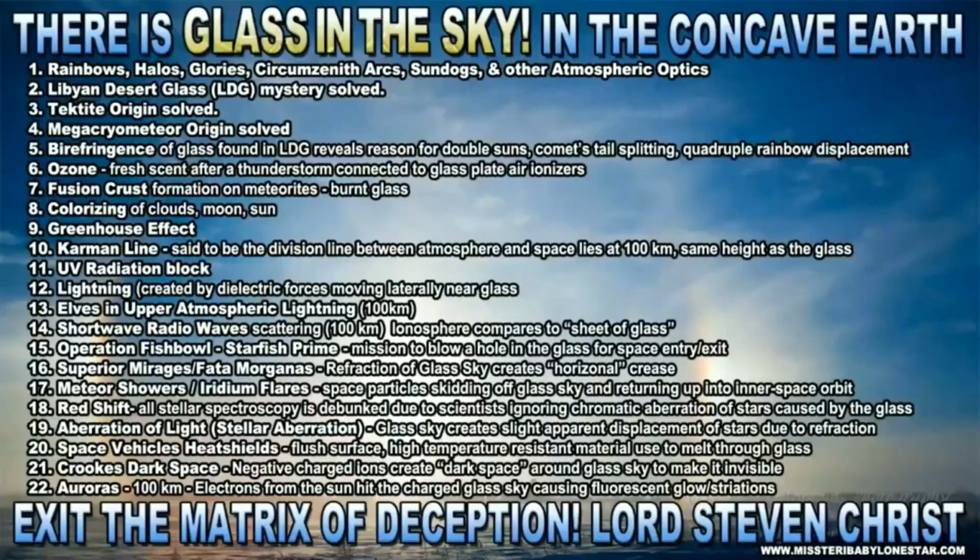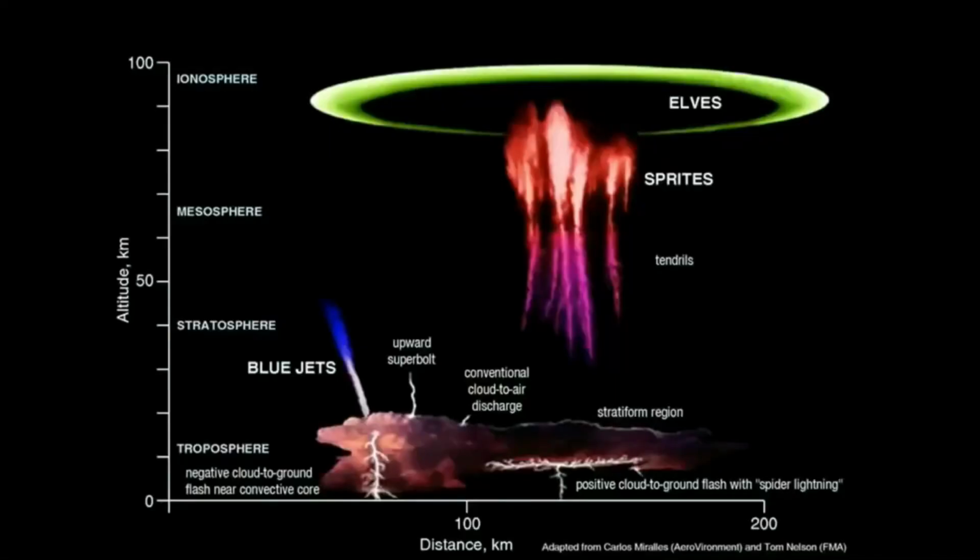Number 13, Elves and upper atmospheric lightning. Sprites are called upper atmospheric lightning, and so are Elves. Elves are the top of the Sprites, and they taper off. They stop. They create this plume at 100 kilometers. That's the height of the glass sky.